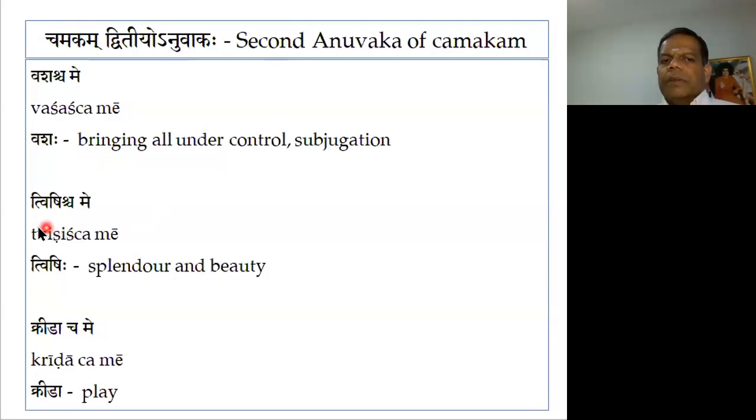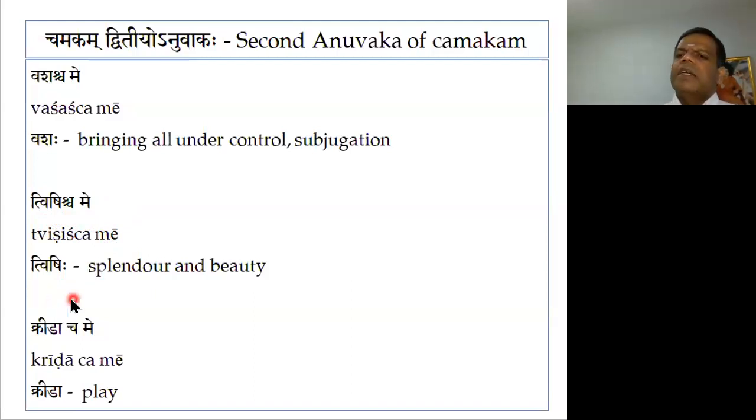And the next mantra is Tushishchame. In terms of pronunciation, the shi is the third, cerebral sha. So the tip of the tongue should be pointing upwards. Tushishchame. The simple word is Tushihi. The visarga has become ish, as you can see.